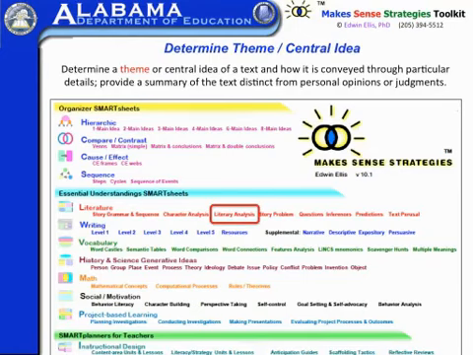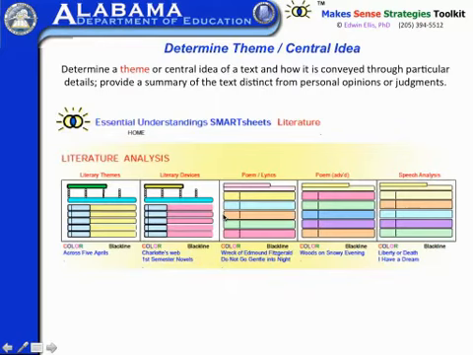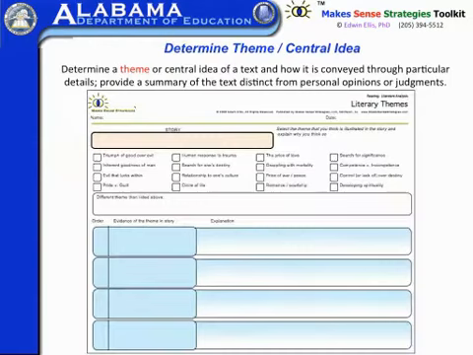Another tool that you can use for theme analysis: if you click on literary analysis, it will open this page, and then if you click on literary themes, what will open looks like this. What I've done here is gone through and identified the most common themes that appear in literature. Certainly this is not all the themes by a long stretch of the imagination, but they are some of the most common ones.